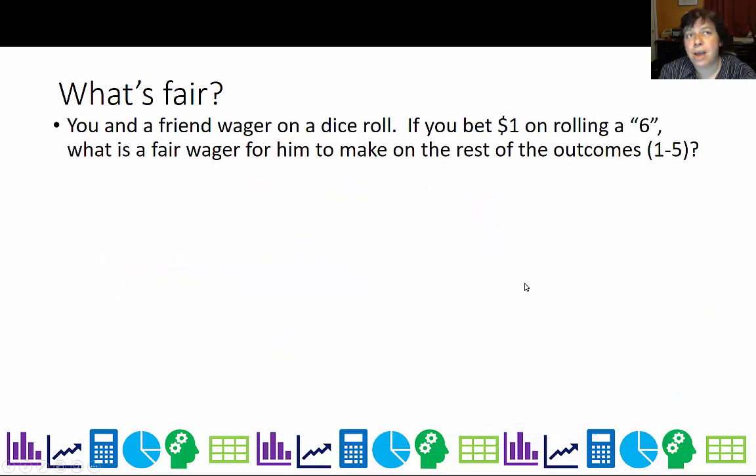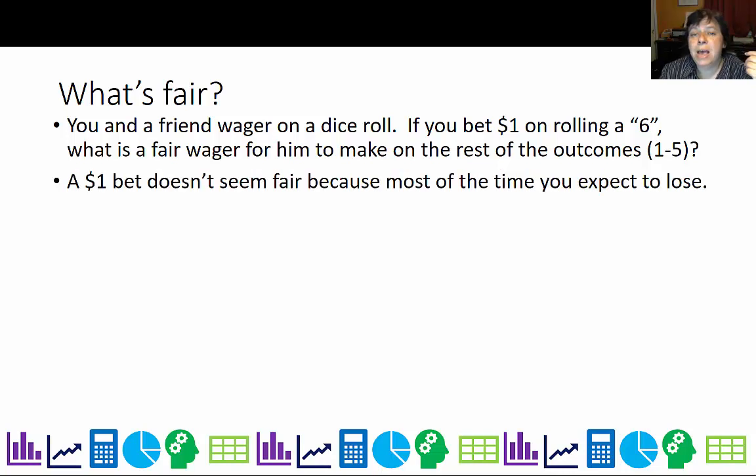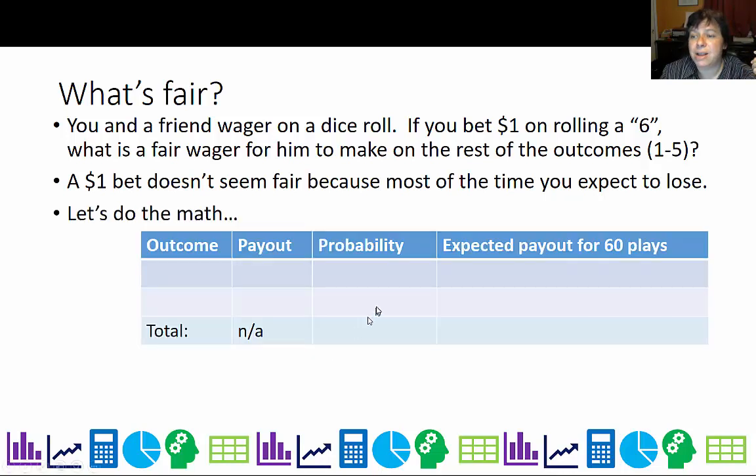You and a friend wager on a die roll. If you bet $1 on rolling a 6, what is a fair wager for him to make on the rest of the outcomes? So he wins if a 1 to 5 comes up. A $1 bet doesn't seem fair because most of the times you expect to lose. So we'll go ahead and do the math again.